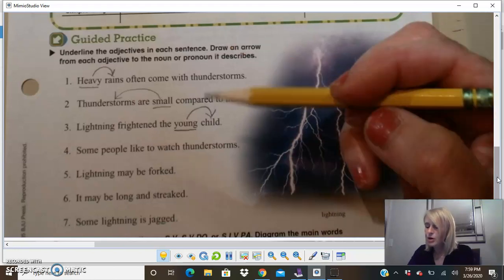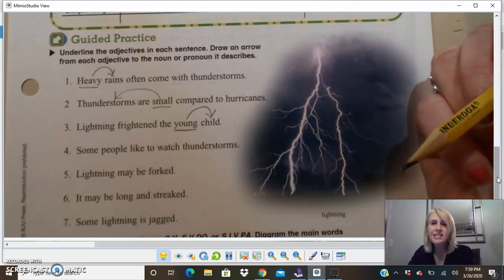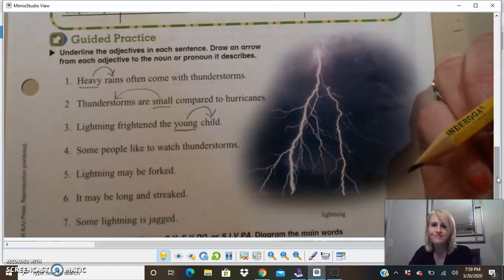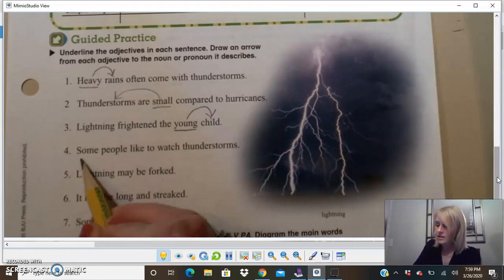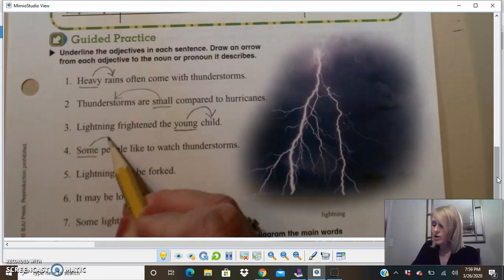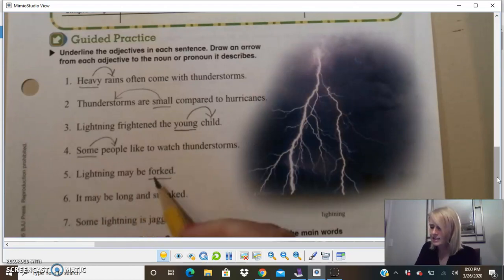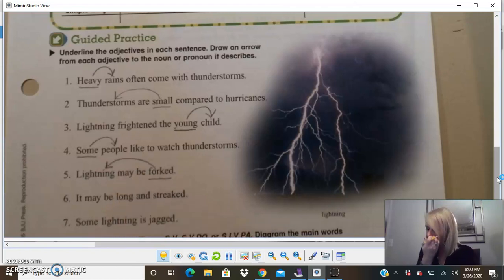Let's look at number 4. Some people like to watch thunderstorms. So what is the adjective in this sentence? That's right, some. And what does it describe? It describes people. So you draw your arrow right here. And number 5, it says lightning may be forked. What do you think your adjective is in this sentence? It's forked. And what's forked? The lightning is. So let's draw our arrow back here.